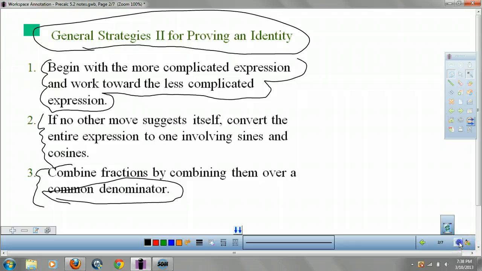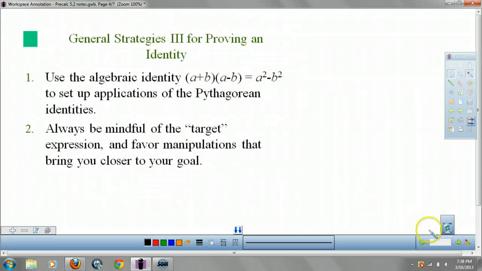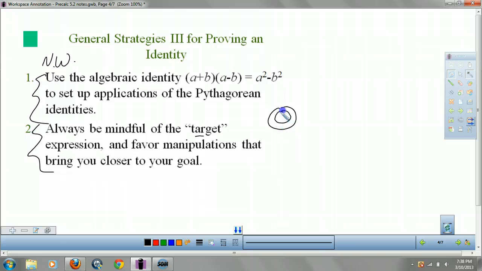Okay, I got some other advice, and this will be noteworthy. You can't forget this identity: A plus B times A minus B equals A squared minus B squared. Because remember your Pythagorean identities that we talked about a long time ago? Those are going to come up a lot. And always be mindful of the target, what you're shooting for. Don't mess up.